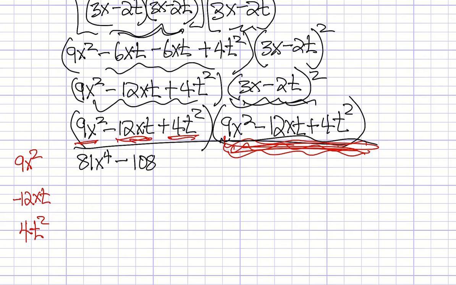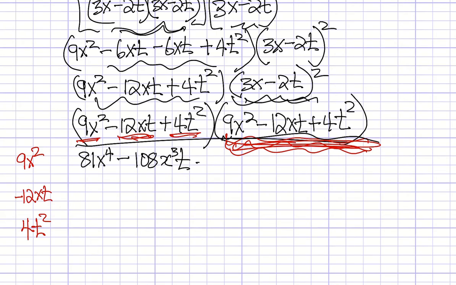Negative 108. Then don't forget you have 9x squared, so you're going to have 108x raised to the power 3t. Okay, see? So 9x squared times 4t squared. You see what we're doing, right? Make sure you understand what we're doing, that way nothing comes to you as a surprise. It's going to be positive. 9 times 4 is 36, and then we'll have x squared t squared. You see that, right?